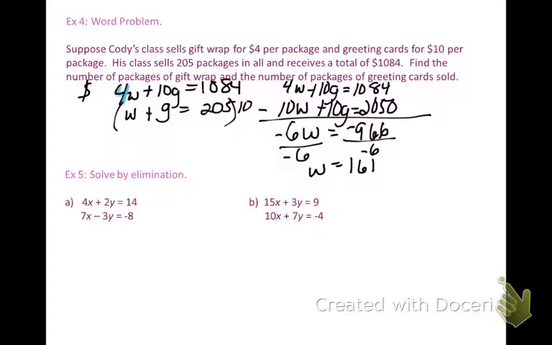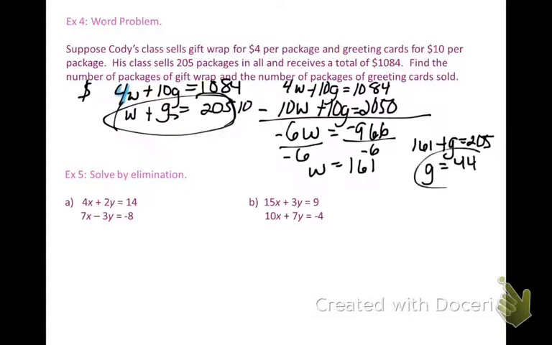Now, to find out how many gift cards, I would just go back to the original of wrapping plus greeting cards equals 205. So I'm going to have 161 plus gift cards equals 205. So gift cards equals 205 minus 161 is 44. They sold 44 gift cards and 161 wrapping papers.